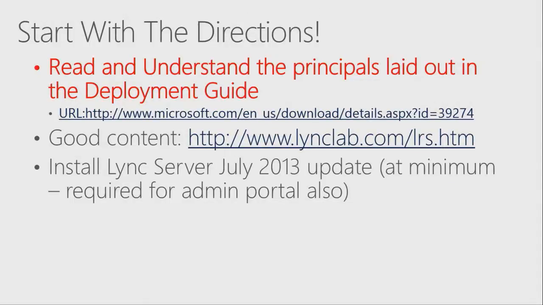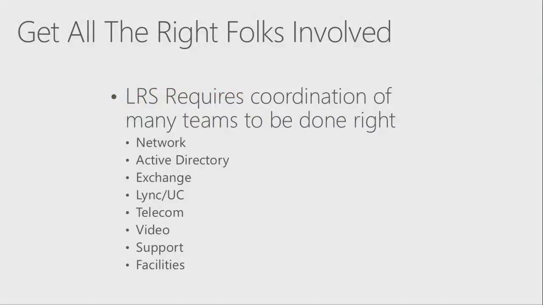Once you've read the directions and understand the scope of what you're trying to do, you've got to get the right people involved. IT people are used to working with everyone, but we have to work with networking, because we've got to have ports in the room. We have to work with the Active Directory team, the Exchange team, the Lync and UC team, the telecom team, the video team, the support team, and facilities. So congratulations, you have way too many hats on. You just have to have a lot of meetings with yourself.